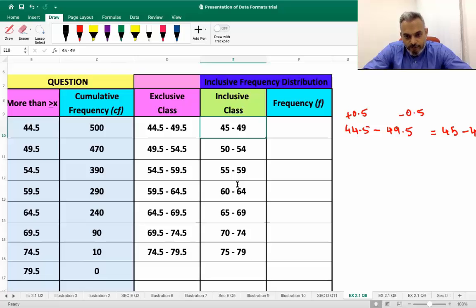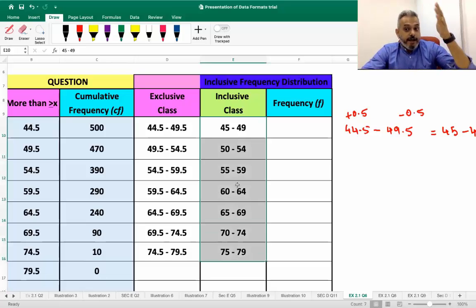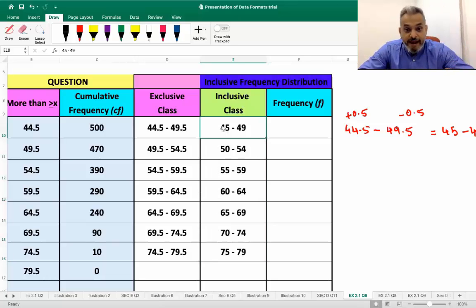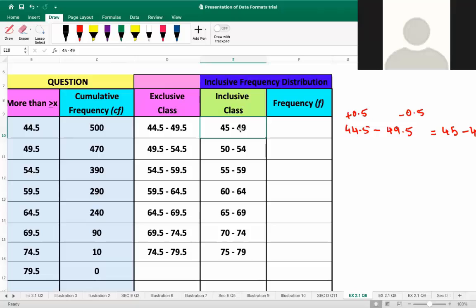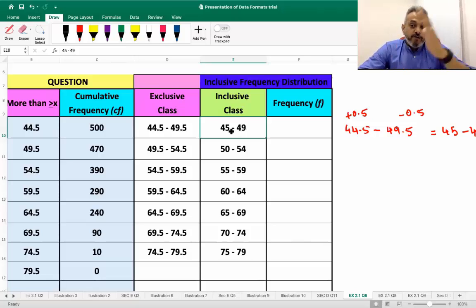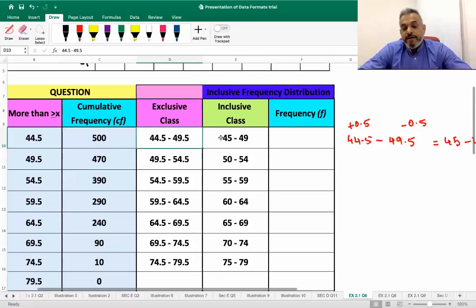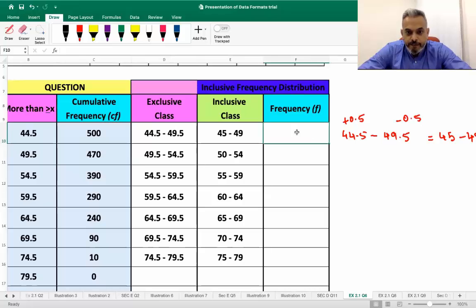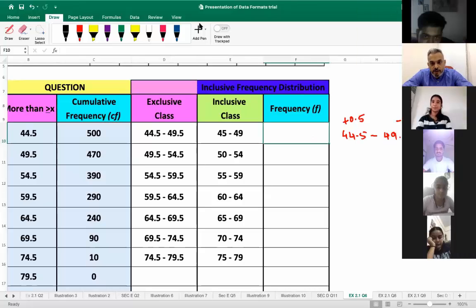If this inclusive was given and you wanted to make it exclusive, what would you have done? From 45 you subtract, so 44.5, and to 49 you add. So from inclusive to exclusive, first minus then plus, and from exclusive to inclusive it is reversed. Always cross verify after doing this that it matches, and then we write the frequencies. Okay, any doubt anyone in this inclusive class? No, sir.